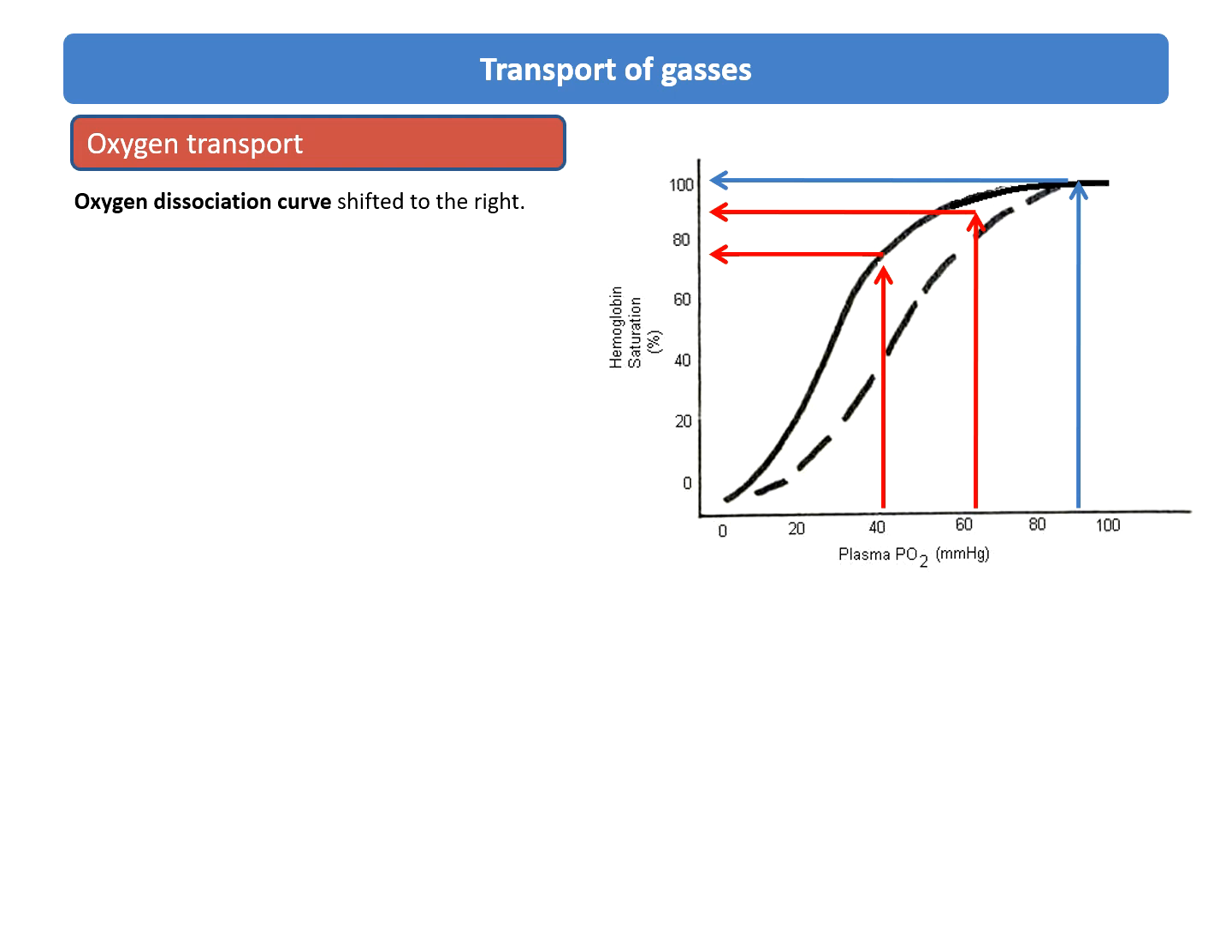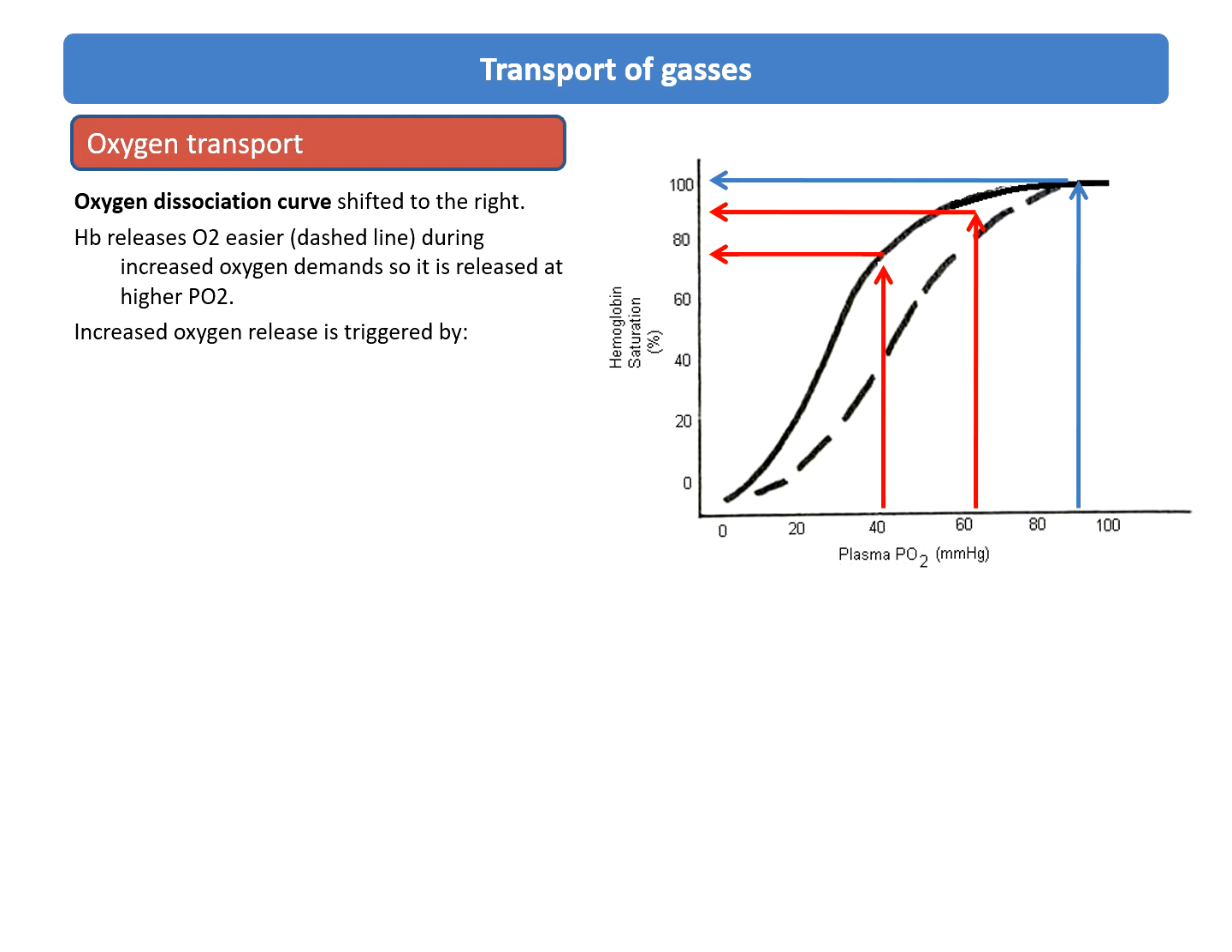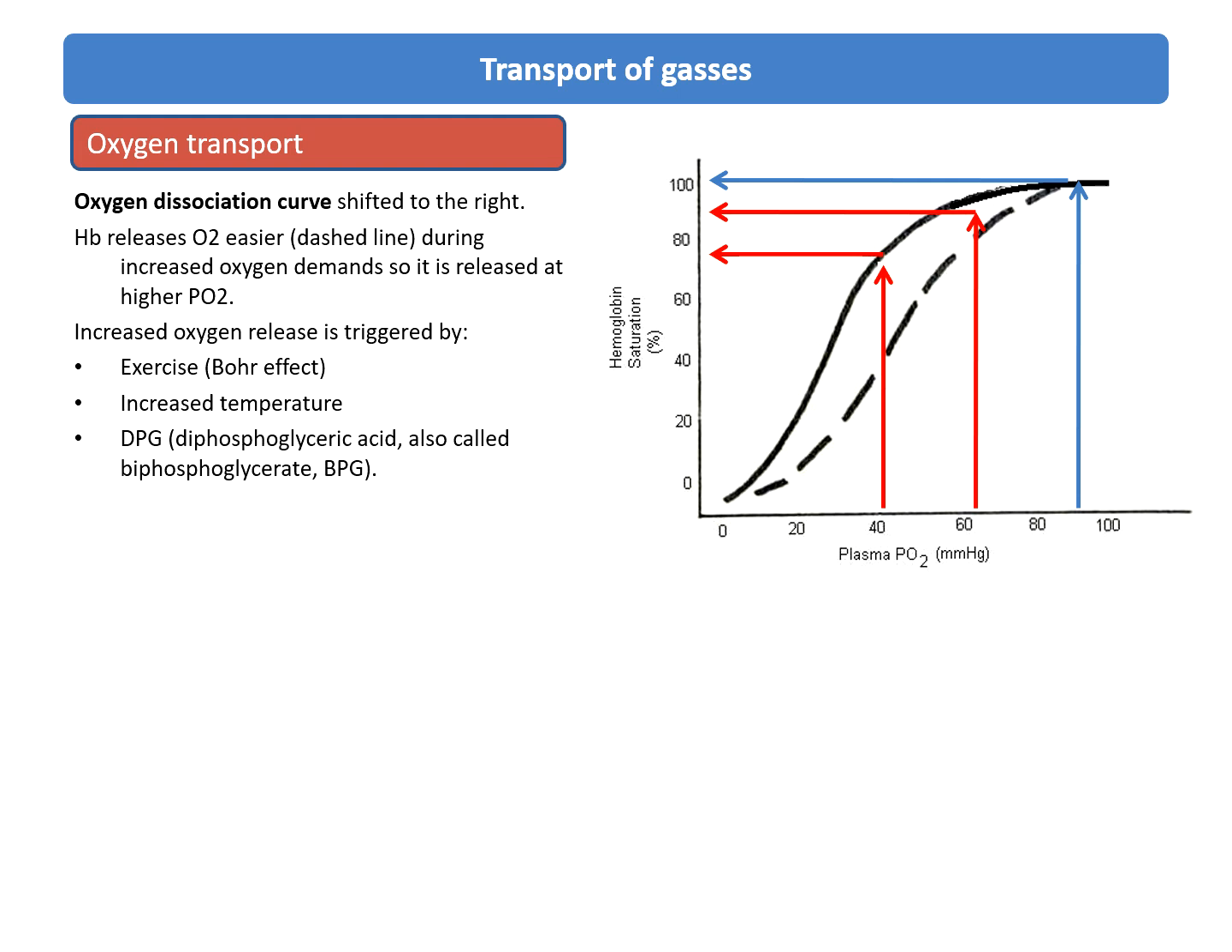The oxygen dissociation curve can shift to the right. Hemoglobin releases oxygen easier, shown by the dashed line, during increased oxygen demands, so it's released at a higher PO2. Increased oxygen release is triggered by exercise, increased temperature, and BPG, a substance called diphosphoglyceric acid, also called bisphosphoglycerate, BPG. This is called the Bohr effect. The mechanism will be described.